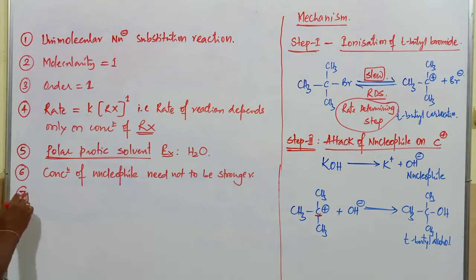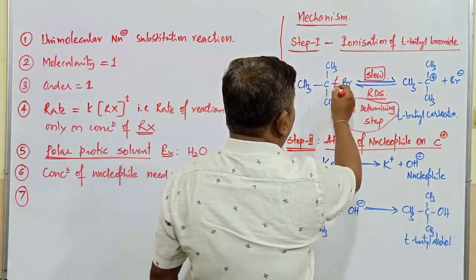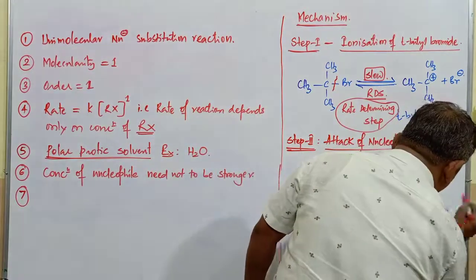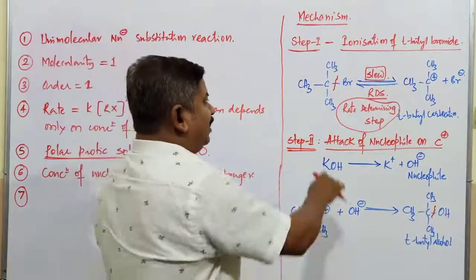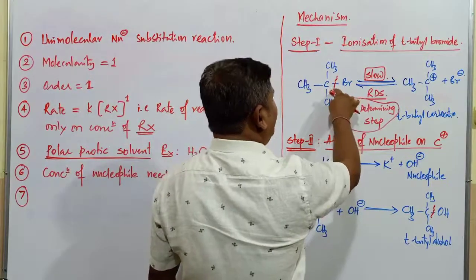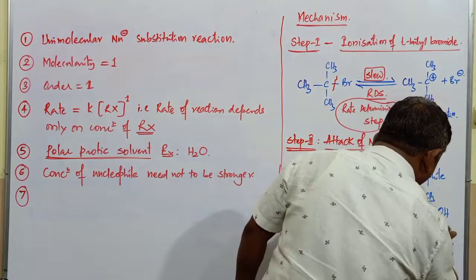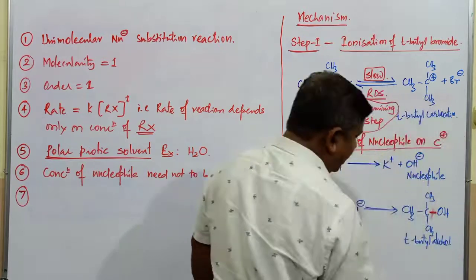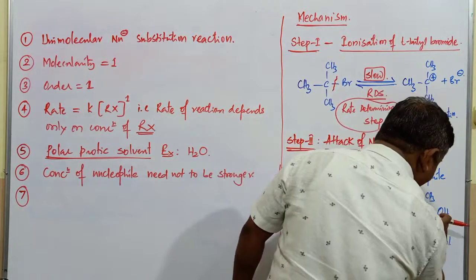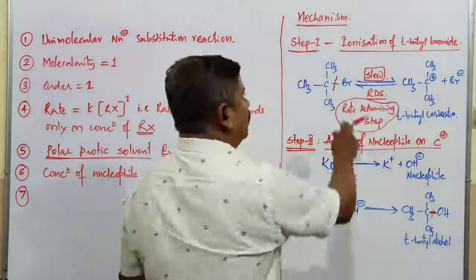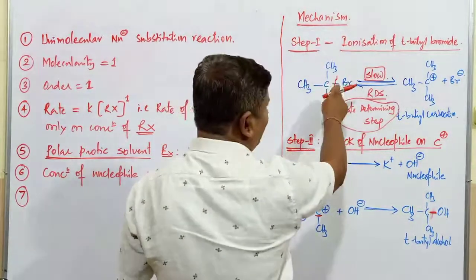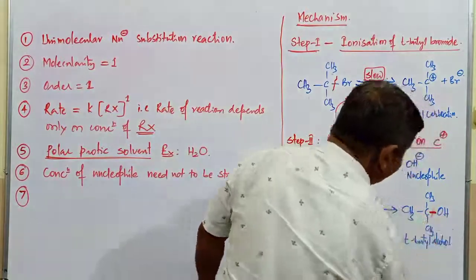And the seventh important point is whether this reaction is exothermic or endothermic. Here the cleavage of the carbon and bromine bond takes place and formation of the carbon and oxygen bond takes place. When the carbon and bromine bond is cleaved, there is an absorption of energy. When the carbon and oxygen bond forms, this bond is stronger and energy is released. More energy is released than is absorbed for breaking the bond, because the new bond is stronger.